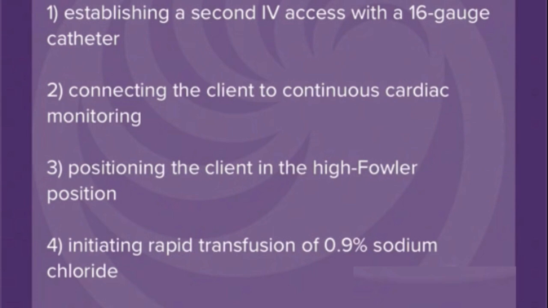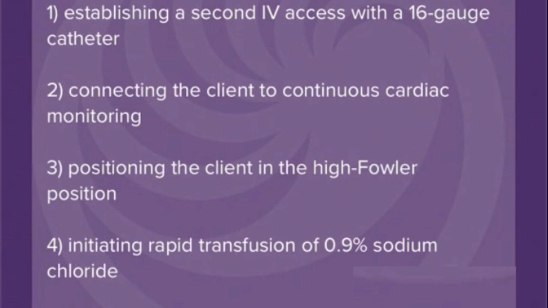Option 3, positioning the client in the high Fowler position. This is our correct answer because this is an incorrect action. When we have hypovolemic shock, we want our heart to be perfusing our vital organs. We don't want it to fight against gravity if our client's in the high Fowler position, so we want them reclined in a flat position.